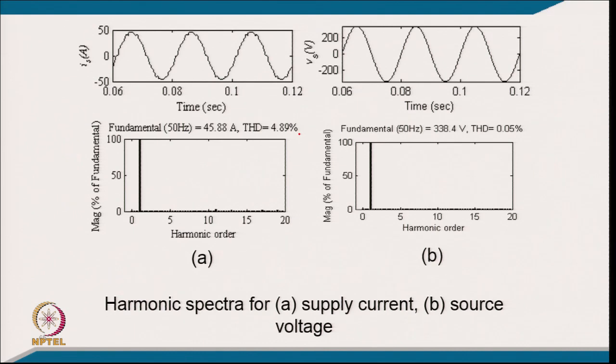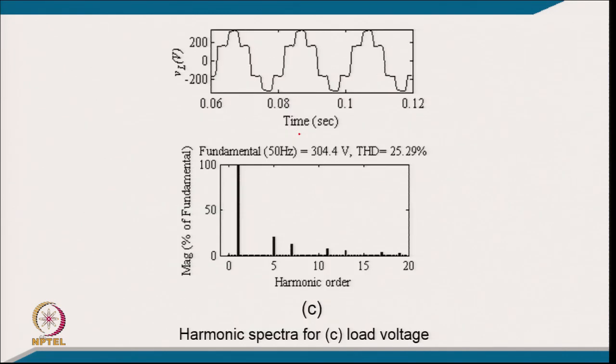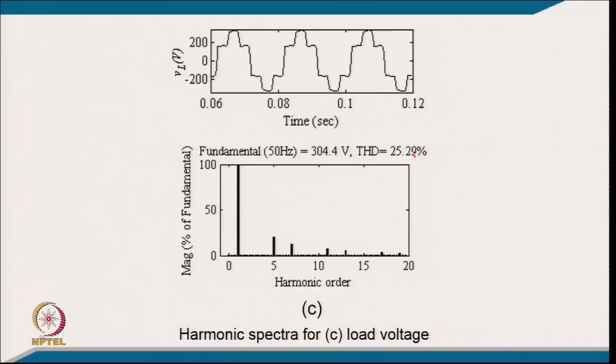If we do not keep a passive filter, the THD of this voltage will also be substantially high because of the source impedance, and large harmonic currents will flow into the network. This is the voltage at the point of common coupling, which I was mentioning here, and it is around 25.29. Ideally, in the case of a 3-phase inverter in 180 degree mode of operation it should be around 30%, but because these are not sharp edges, it is around 25%.